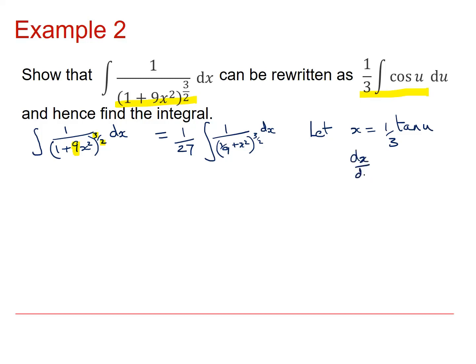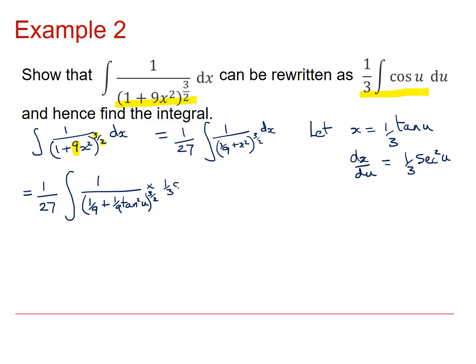Differentiating, I get that's 1/3 sec squared u. So I'm going to get 1 over 27 times the integral of 1 over 1/9 plus 1/9 of tan squared u, all to the power 3 over 2, and that's multiplied by 1/3 sec squared u du.